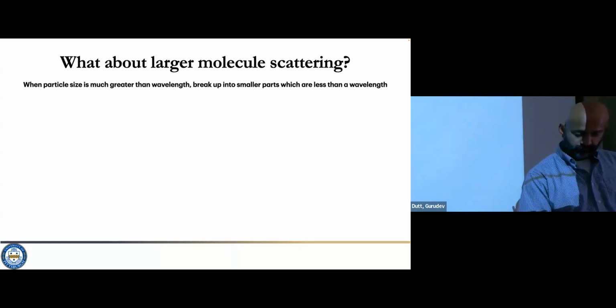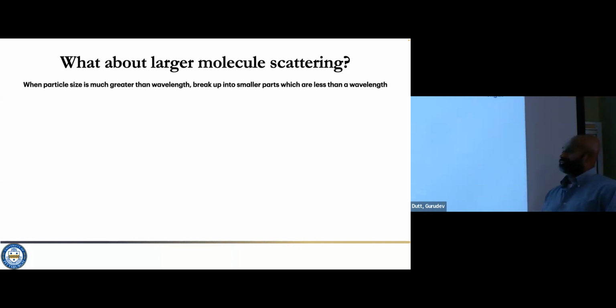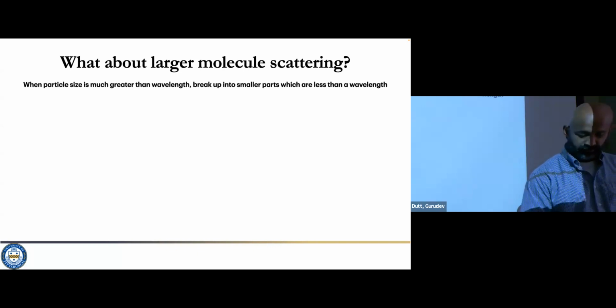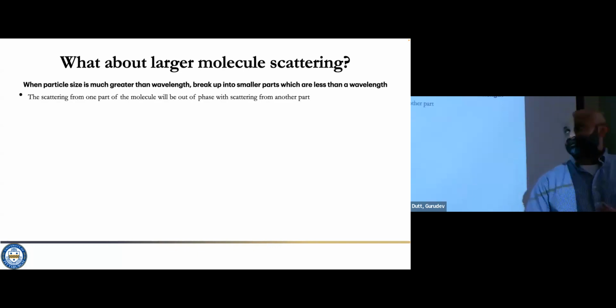When particle size is greater than the wavelength, well, in physics we like to reduce everything to some problem that we have already solved. So we break up that molecule into smaller parts, much less than a wavelength, find the solution for each of those, and then add them all up. We're not going to do that. That's a more graduate level problem, but we can have some general idea of what will happen.